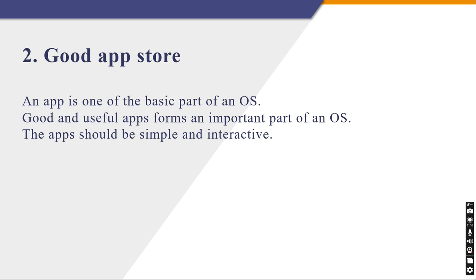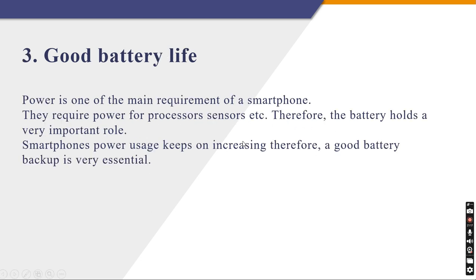Good and useful apps, and the apps should be simple and attractive. And good battery life. A mobile operating system needs a good battery life. Power is one of the main requirements of a smartphone. They require power for processors, sensors, etc. Therefore, the battery holds a very important role.